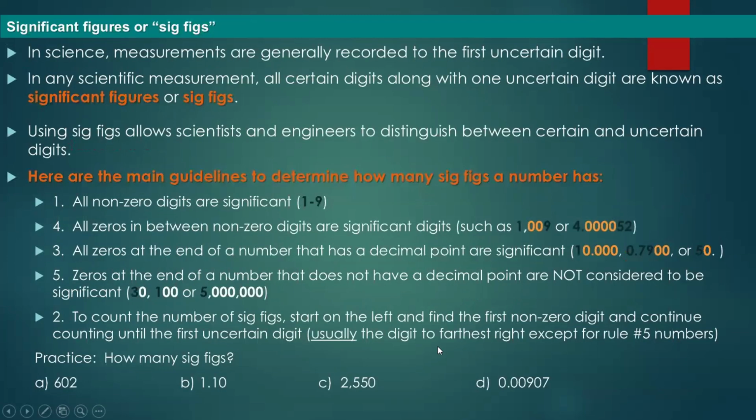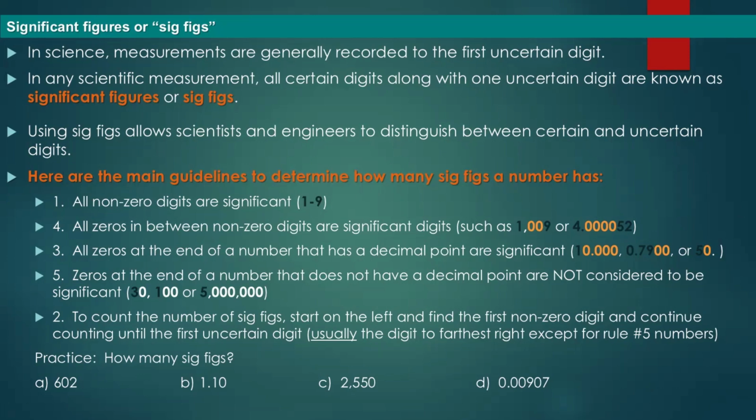All right. So now we need to talk about significant figures. Now, for short, people call them sig figs. So in science, measurements are generally recorded to the first uncertain digit. Now, that digit that we just talked about, that we guessed about, that's the uncertain digit. In any scientific measurement, all certain digits, along with one uncertain digit, are known as significant figures or sig figs. Using sig figs allows scientists or engineers to distinguish between certain and uncertain digits.